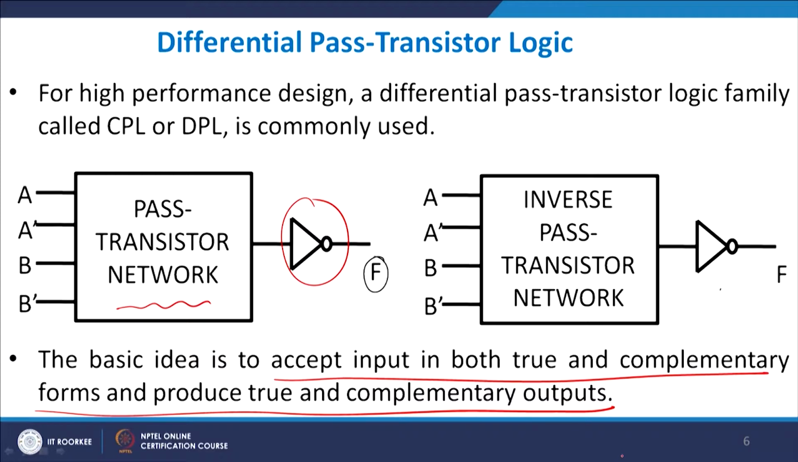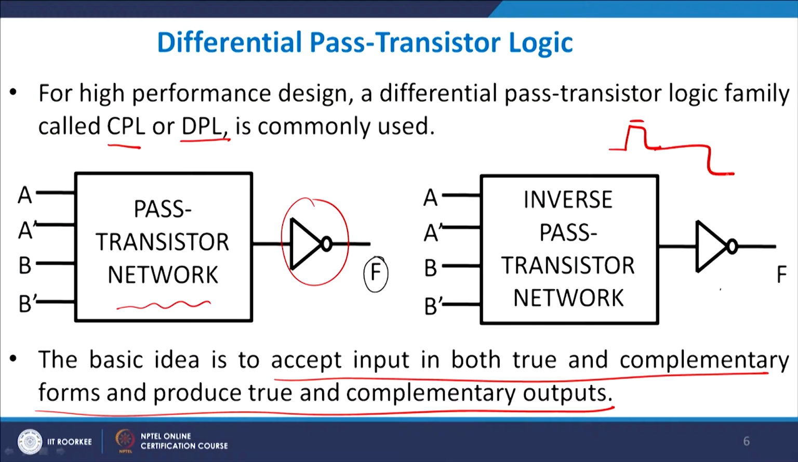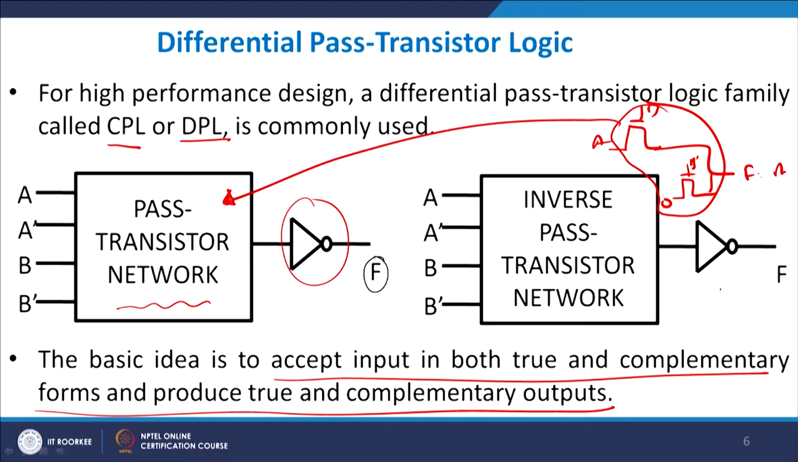This is also referred to as differential pass logic or even complementary pass logic. The most common is differential pass transistor logic, DPL or DPTL, and it gives quite an interesting result. So what is this pass transistor network? The same thing you just studied. You have A, B, and then the same thing which we have done. This is B prime, this is B, this is A, and this is 0. So F equals A into B. This whole thing is inserted in this black box, and I will term this differential pass transistor logic.